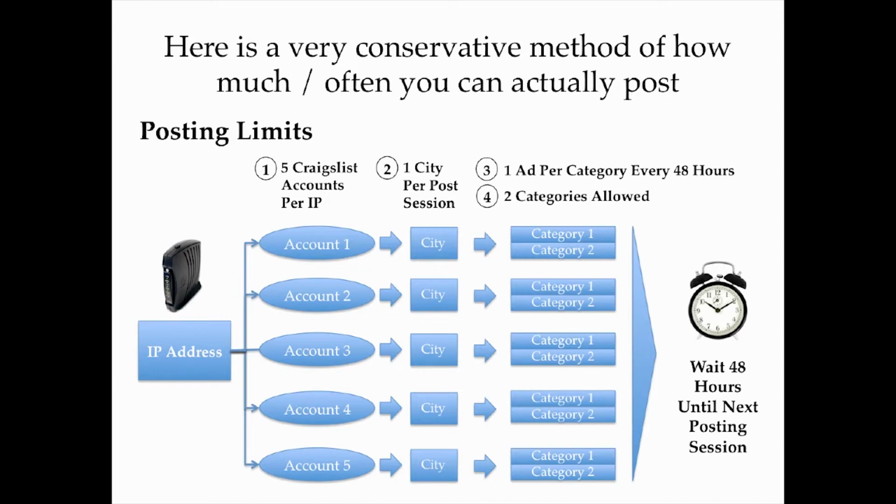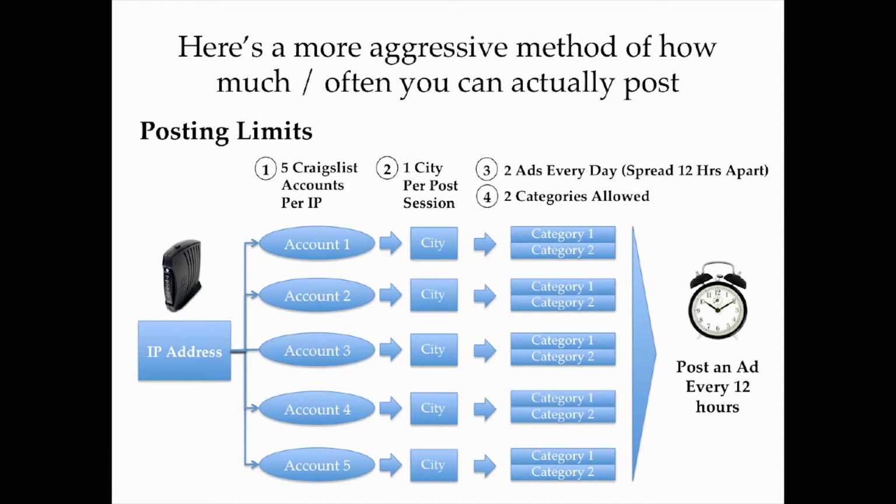If you have one IP address, you can create 5 accounts on that one IP address. When you sit down at your computer and log into one of those accounts, for that account, you can only post in one city per posting session. Let's say you choose Chicago. Then in Chicago, you can post a maximum of 2 ads, as long as those ads are in different categories. Then you have to wait 48 hours before you can post from that account again.